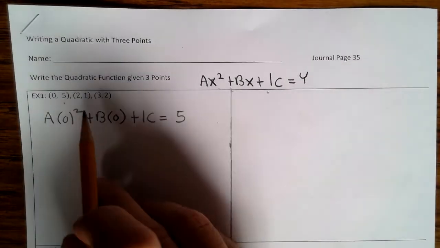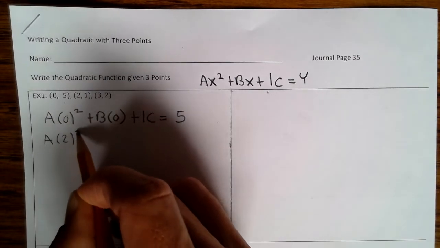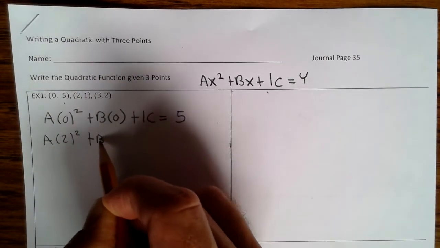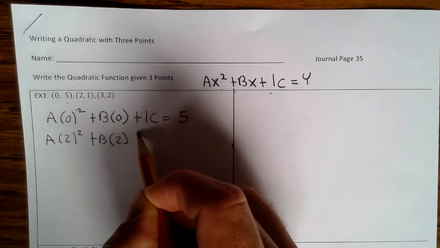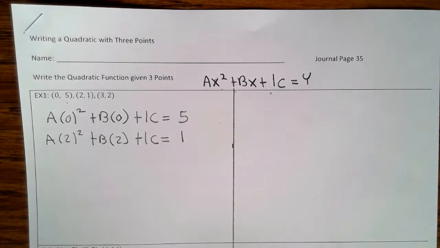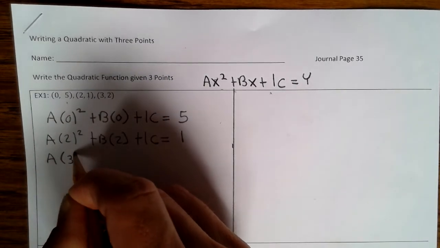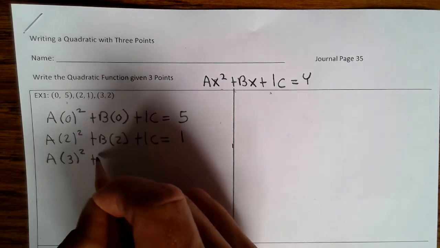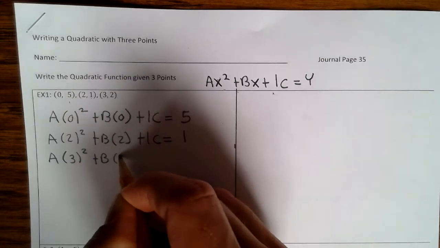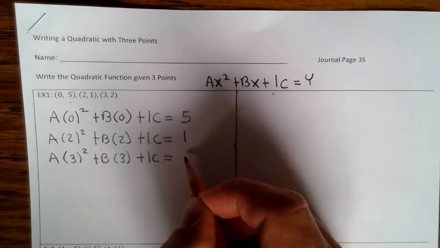And then let's substitute the second point. So that's a times 2 squared plus b times 2 plus 1c equals 1. And then a times 3 squared plus b times 3 plus 1c equals 2.